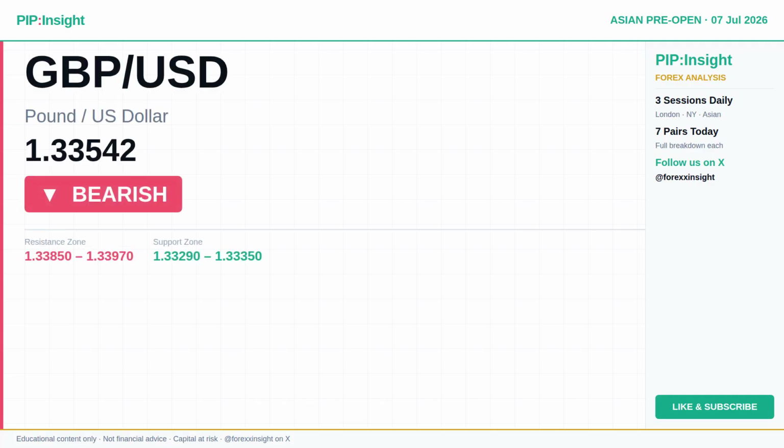Pound dollar. The chart is showing tentative bearish structure on this session. The 1-hour is also pointing lower. Resistance is marked between 1.3385 and 1.3397. Support is marked between 1.3329 and 1.3335. Here is the full chart breakdown.